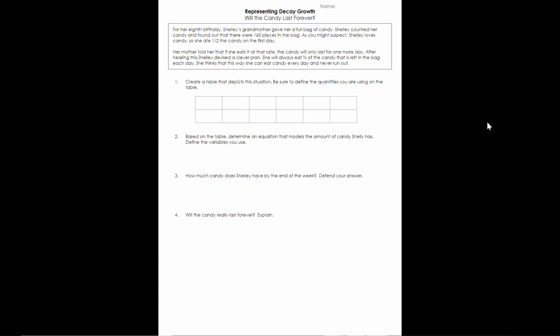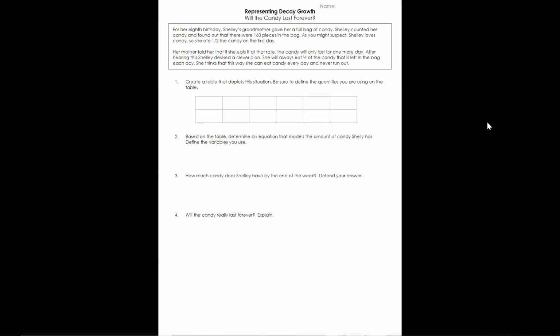But anyways, for her 8th birthday, this child is 8 years old, Shelly's grandmother gave her a full bag of candy. Shelly counted her candy and found out there were 160 pieces in the bag. Shelly loved candy, so she ate half the candy on the first day. An 8-year-old, y'all. Her mother told her that if she eats it at that rate, the candy is only going to last one more day.